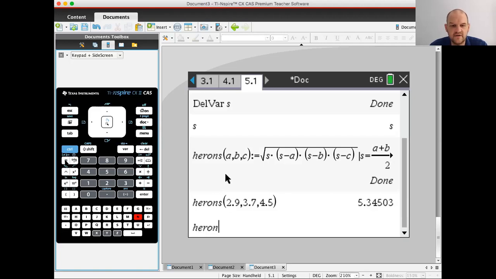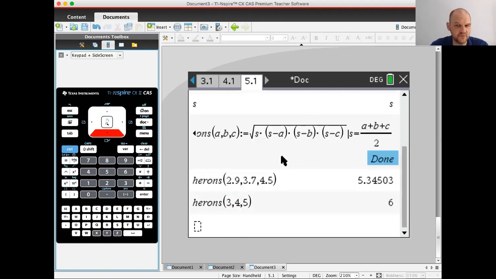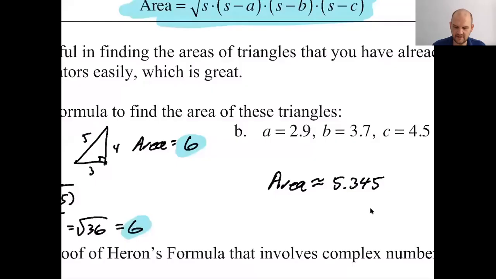I can now do Heron's of anything, like 3, 4, 5, and you get that. So it works. This is the kind of thing you want to know how to do. You want to be this level of proficient with your calculator because it makes your life so much easier. People say, oh, it's like cheating. It's not cheating. I know what I'm doing. Know what you're doing, and then if you're allowed to use a calculator, good for you.